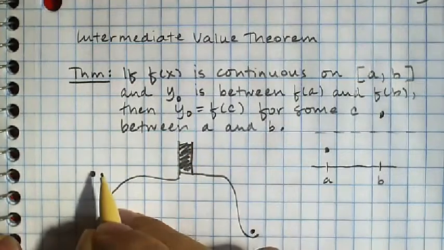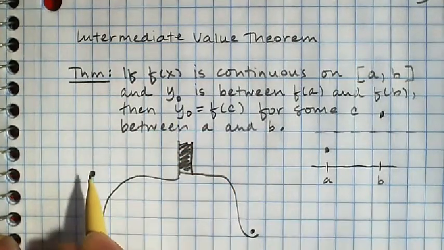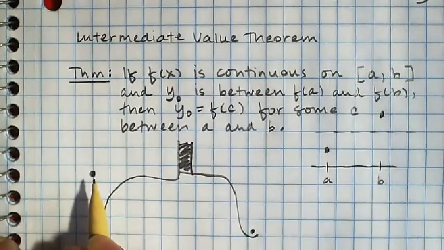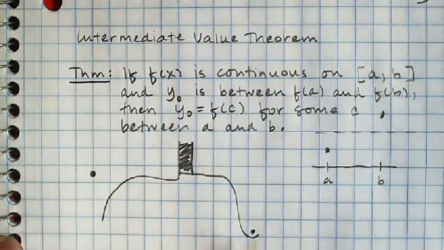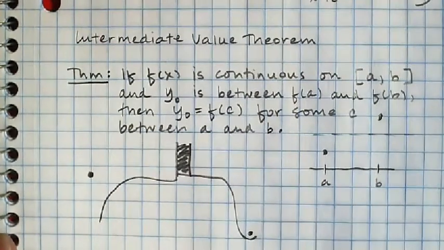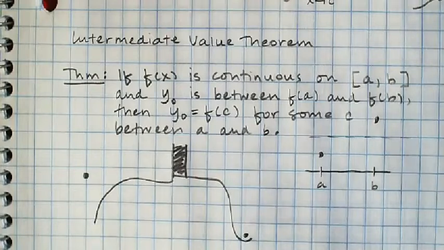There would be some time, as long as I drove continuously, as long as I didn't do some sort of vanishing act and then all of a sudden reappear over here. That would be very discontinuous. Okay, I think that's all I've got to say about it. I'm going to show you some example problems, but that'll be it.